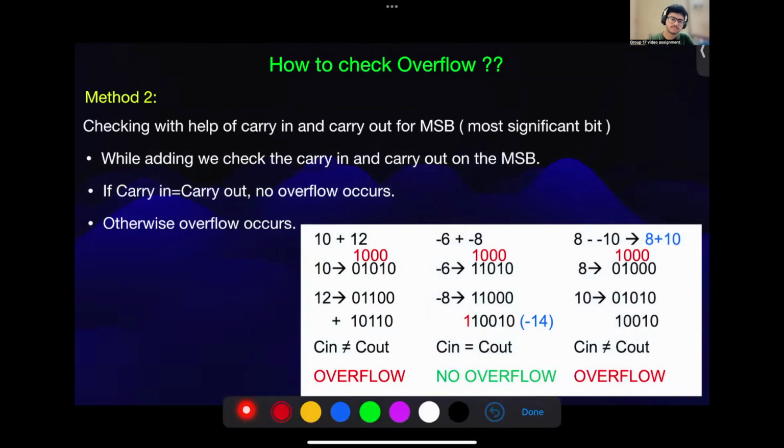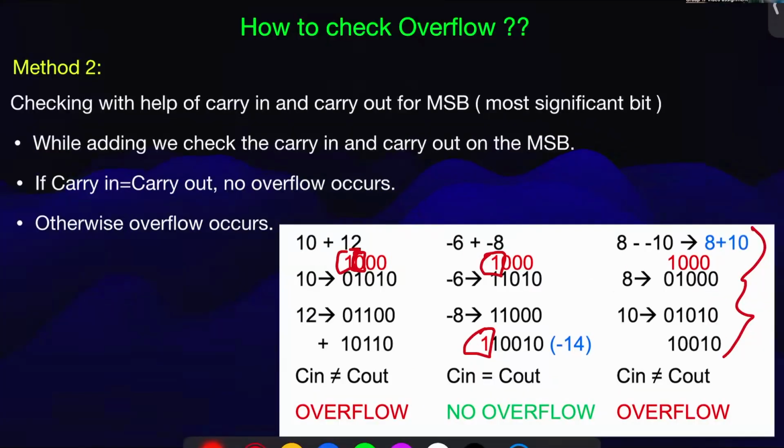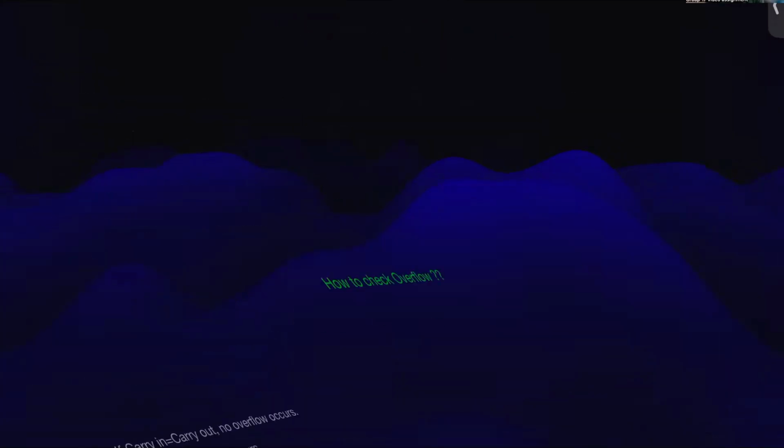Here I've taken three examples to explain it in detail. In the first example, we can clearly see that the carry in is 0, whereas the carry out is 1. So carry in is not equal to carry out, and hence overflow occurs. In the second example, carry in is 1, whereas carry out is also 1. So since they both are equal, no overflow occurs. In the third example, we can see the same, and we can deduce it. So that was the second method, and we're moving on to the third one.